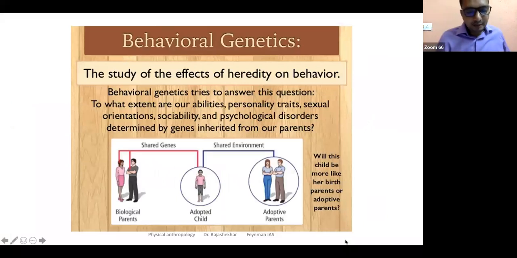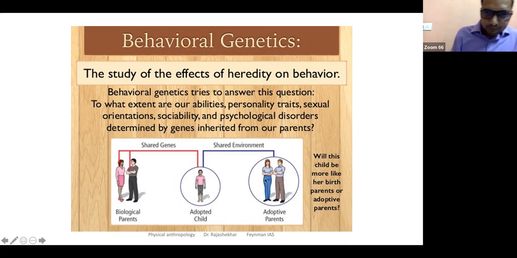So let's take this example. What do you do in adoption studies? This is part of behavioral genetics. So let's say we have biological parents. He is the child of these two people. They are the biological parents of this child. But this child was reared in an environment with different parents.